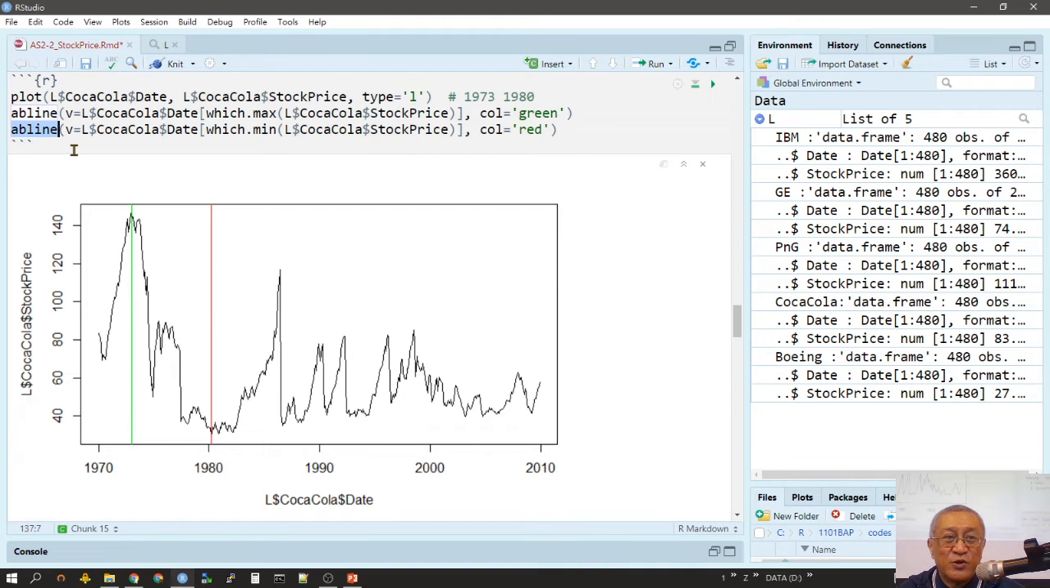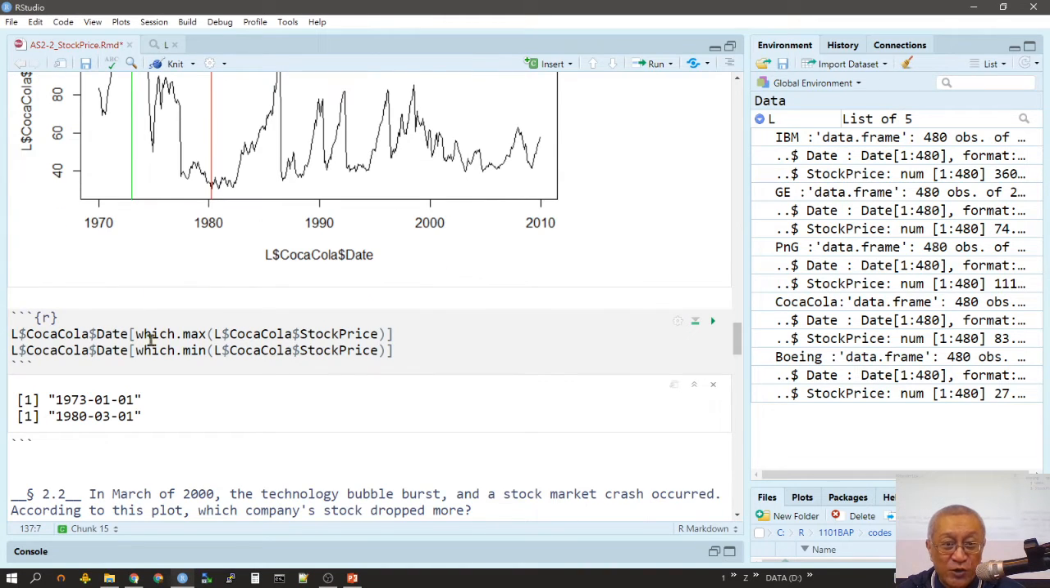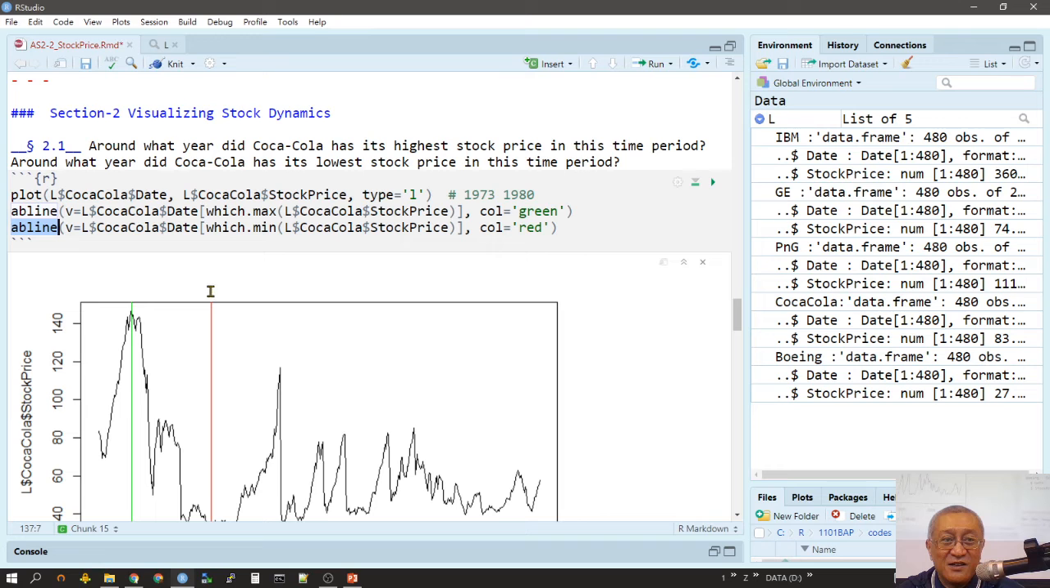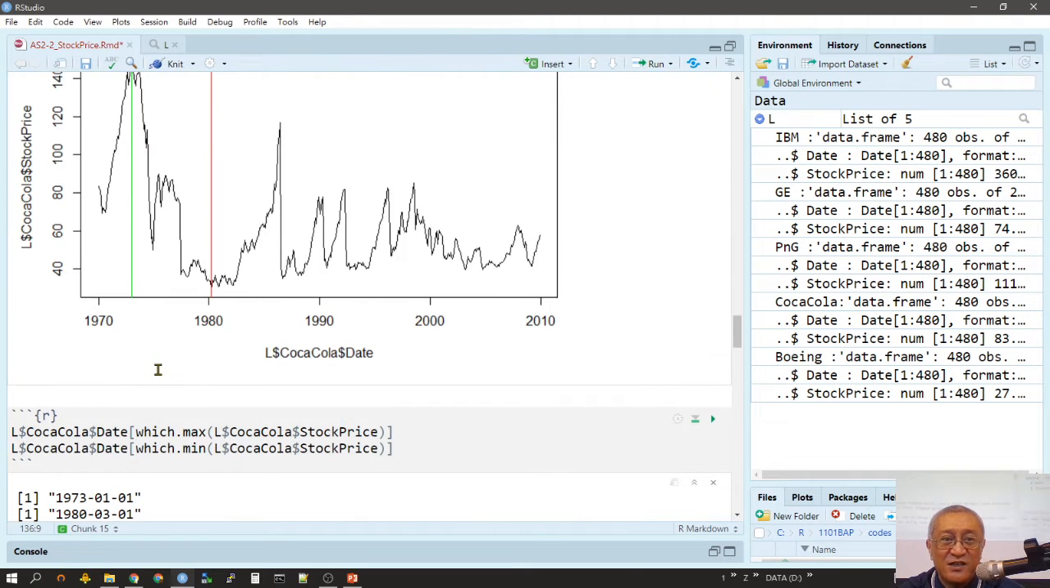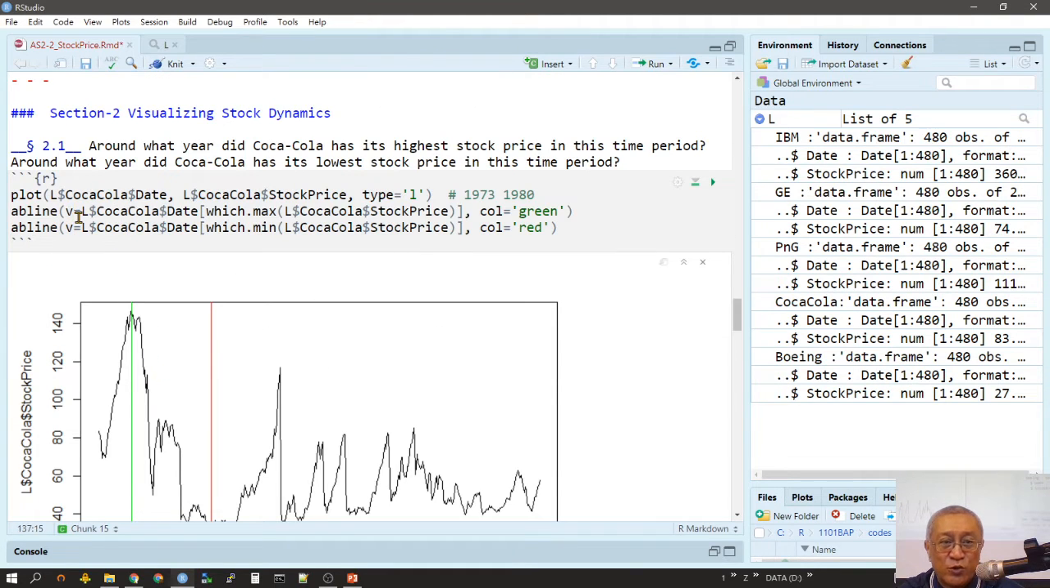function, you can draw these two locations as two vertical lines, right? V means vertical line, it's a color, right? So when you have these two dates, and I want to draw these two dates as two vertical lines using this abline function, right? In green and red color, okay?